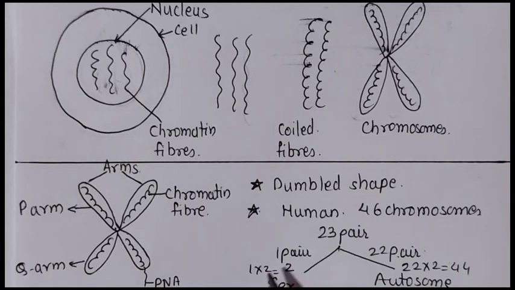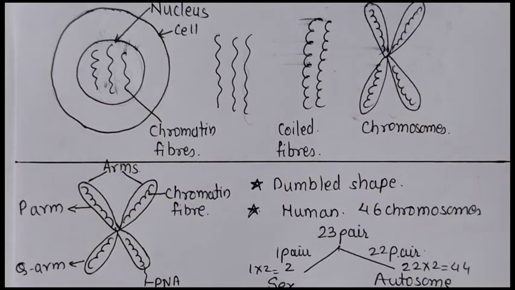One pair consists of two chromosomes, and the 22 pairs consist of a total of 44 chromosomes. So 44 plus 2 is 46 chromosomes present in the cell, and there are 23 pairs. The sex chromosome pair is different in male and female, and the rest of the autosomes are nearly the same in male and female. This much we should know for the further study.